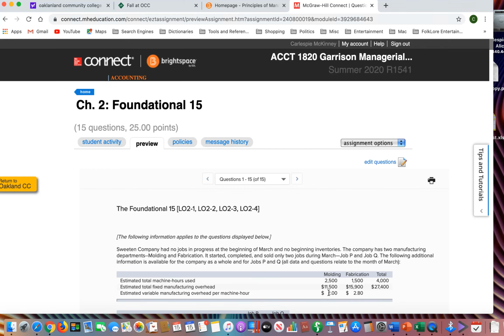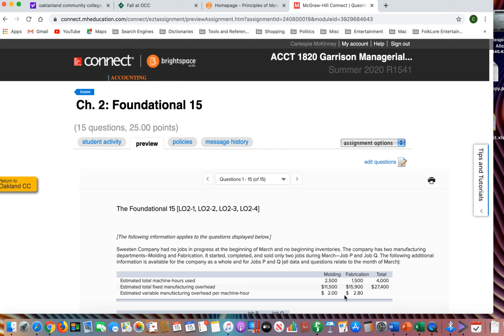Okay, let's look at Chapter 2 and let's work some problems that'll be useful for you to know how to do if you're going to understand the concepts in Chapter 2. And the primary concept is, of course, how to allocate or how to determine or calculate the predetermined overhead rate, and then how to use it in determining the cost of a job, a product cost.